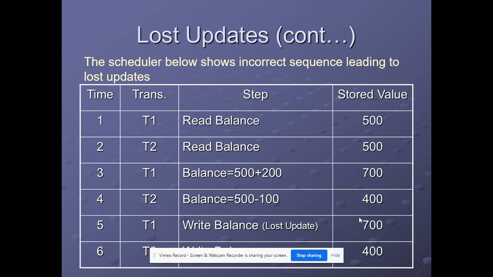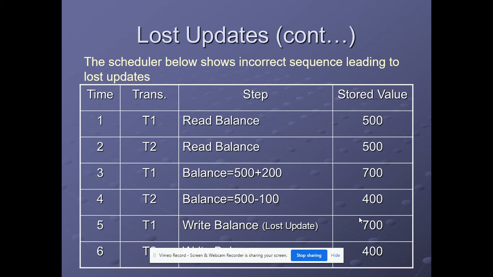So you see, we are reading the balance. We had $500 in the bank, and that one is adding to the balance. So he's adding $200 to the bank. Then we have $700 in there. Then transaction 2, balance.